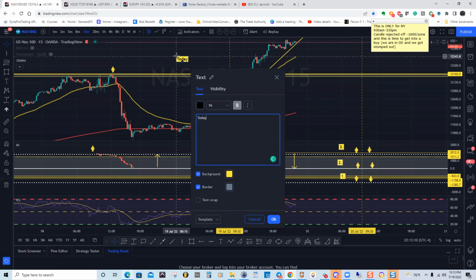today, July 19th, at the 9:30 bell, price opened up above 1800, and it stayed above 1800, equals bullish, right?